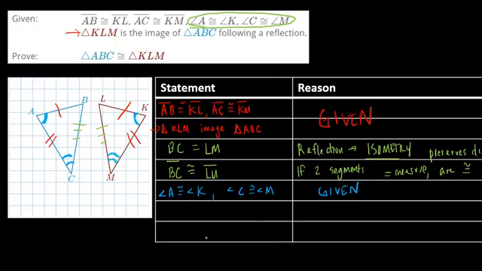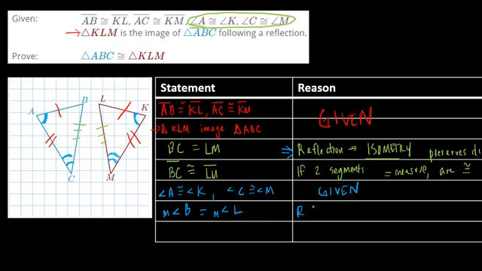Well, I can kind of play the same game that I did before. So remember, last time I knew that two of my three segments of triangle ABC were congruent to their corresponding parts on the other triangle. And I used that to establish that the third side was also congruent. So I'm going to do the same thing here. I'm going to claim that the measure of angle B is equal to the measure of angle L.